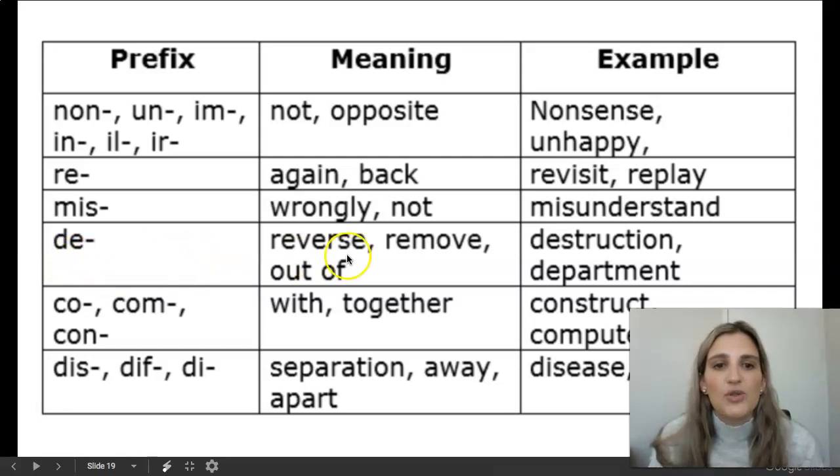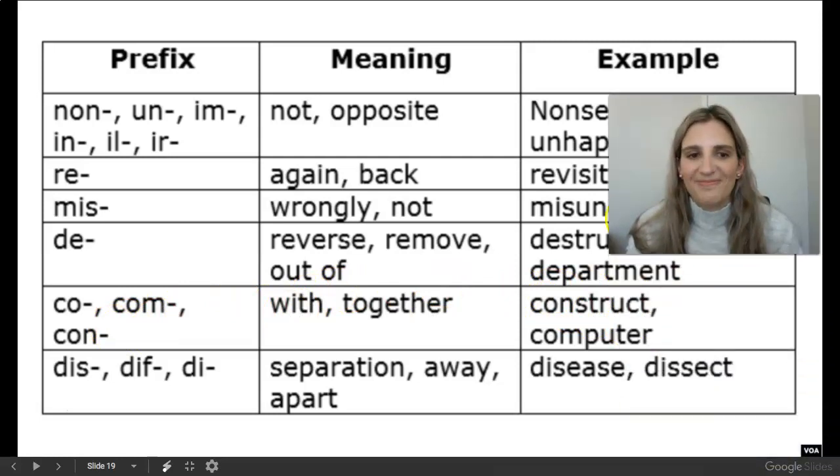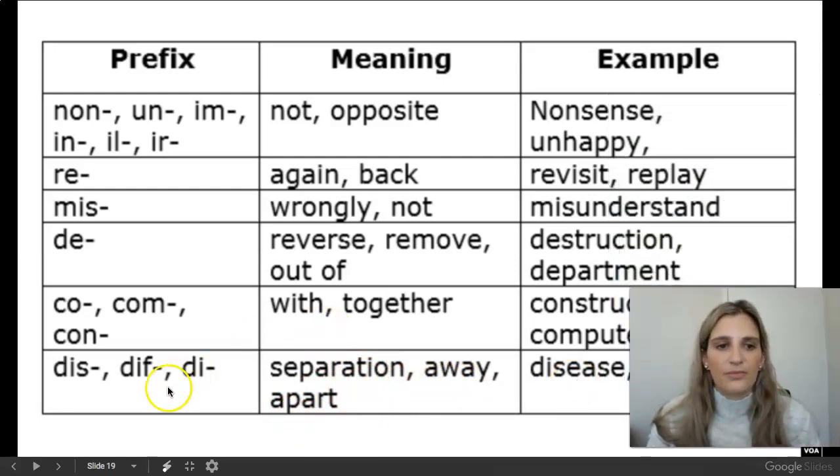Okay, de is reverse, remove, or out of. And our examples are destruction and department. Then we've got con, co, com, meaning with or together: construct, computer, commute. Then we've got dis, dif, and di. Separation, away or apart: disease, or dissect. Difficult. Something like that.